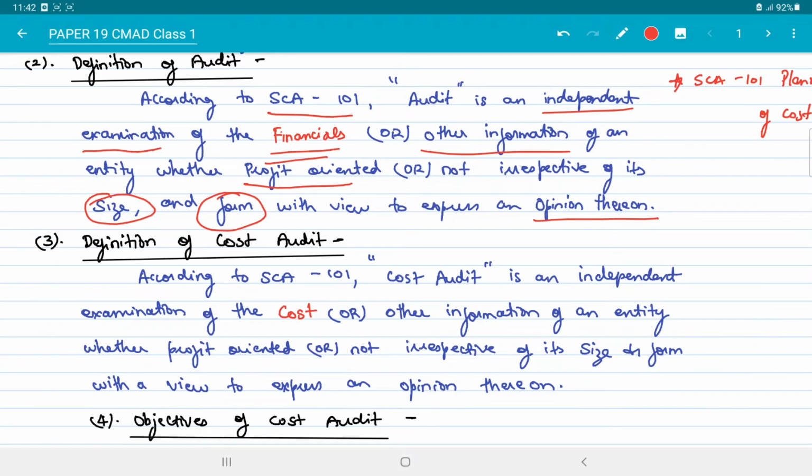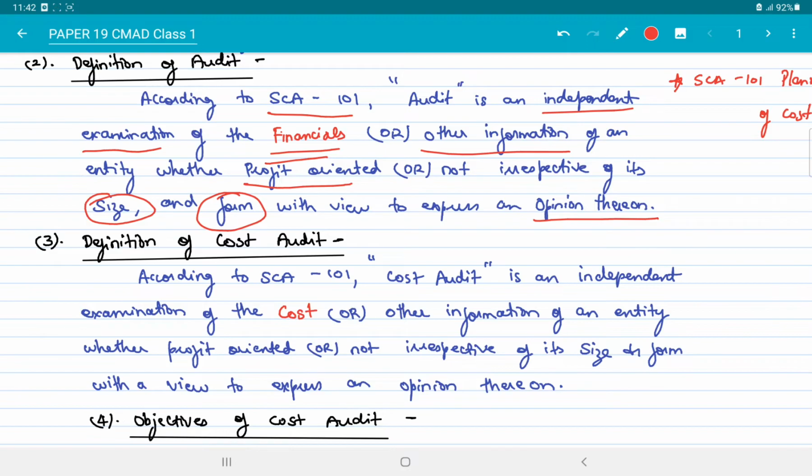It can be profit oriented or not profit oriented, and irrespective of its size, whether it is a small company or a large company, it does not matter at all. Also irrespective of its form, whether it is a public company, private company, government company, small company, it does not matter at all.